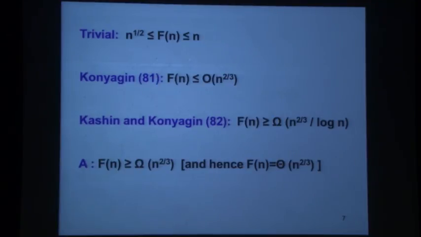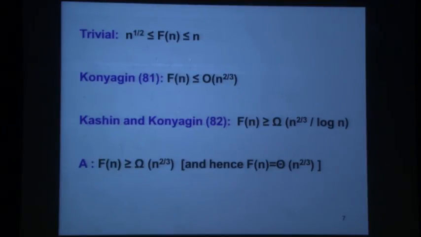So it was shown by Konyagin. That's a clever, short, simple argument that f of n is not more than some constant times n to the 2/3. And then there is another lower bound that's more difficult, by Cushing and Konyagin. That's a probabilistic lower bound that shows that f of n is at least some other constant times n to the 2/3 over log n.